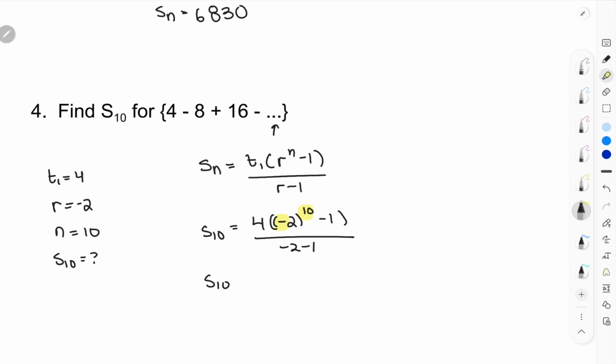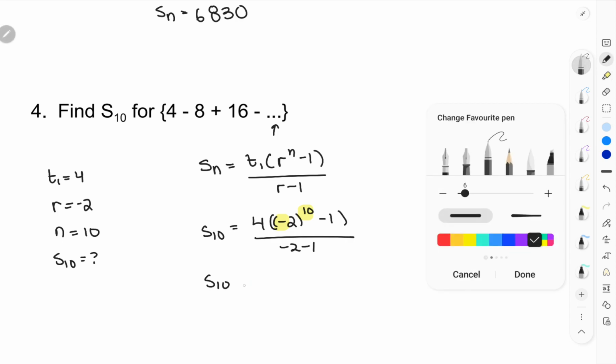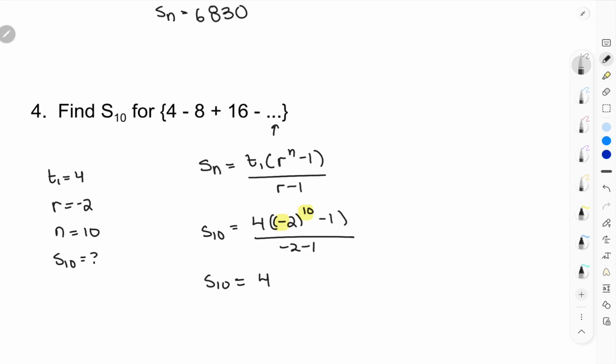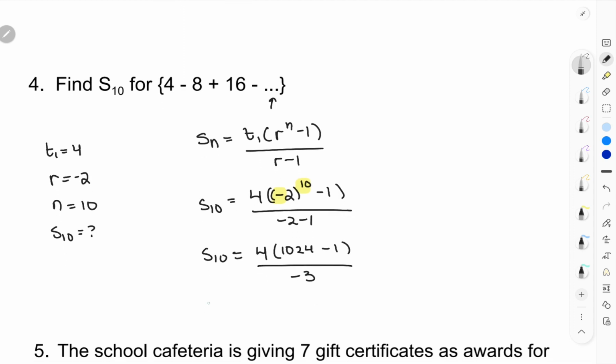I need to make sure if I'm plugging this into my calculator, I'm putting that -2 inside brackets. Because if I take the -2 to the power of 10 without brackets, it's going to spit out a negative sign when it should spit out a positive sign. Right? And so -2 to the power of 10, if done properly in your calculator, is 1,024. So be careful of that negative sign.